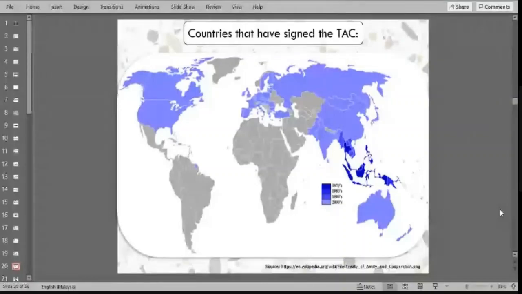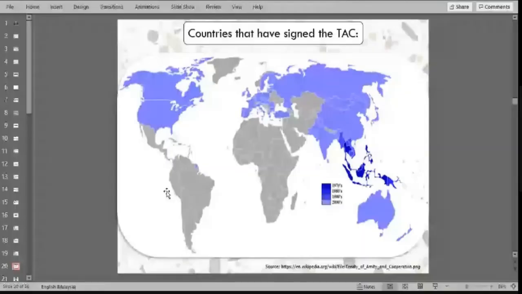And you can also notice that the gray countries are the ones that have not signed the TAC. Okay. So mainly those in Central America, South America, except for one country. I'm not sure which country is that. Okay, probably you can identify that one country in South America that has signed the TAC, but the rest have not.